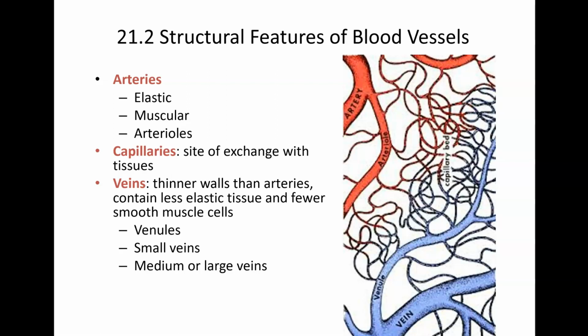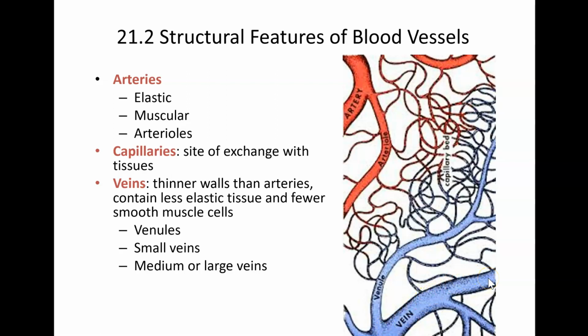Then we are going to turn these arterioles into capillaries, which would be the smallest type of blood vessel that we have. And this is where we have exchange with tissues. Maybe we're giving off some oxygen, picking up some carbon dioxide and some other waste products. And then that blood will be put into our venules, which are very small veins, which will filter into our small veins, and then medium veins and large veins.